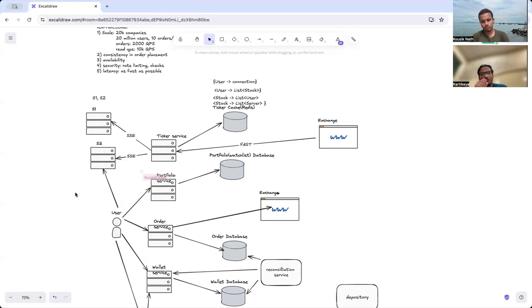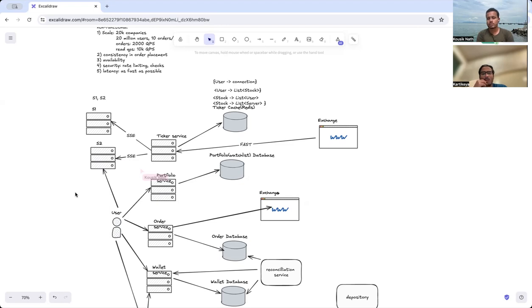So you are saying that the user should directly connect to the ticker service first? Yes, for the first short call, the user connects to the ticker service, and the ticker service tells it to connect to S1 persistently. With S1 it builds a server-sent connection, a persistent connection between the user and S1. The ticker service in the response sends the server that you have to connect to, so the user makes another call to that URL and creates a persistent server-sent connection.